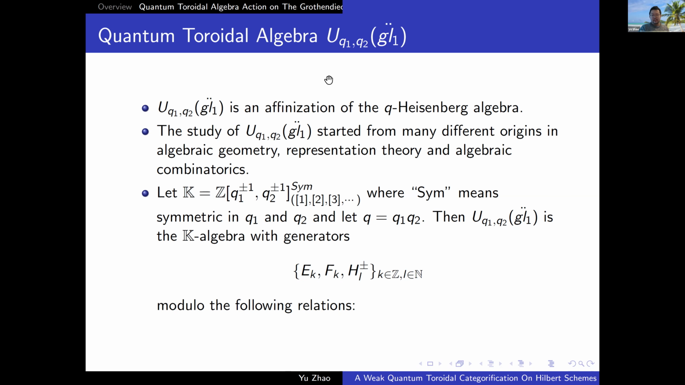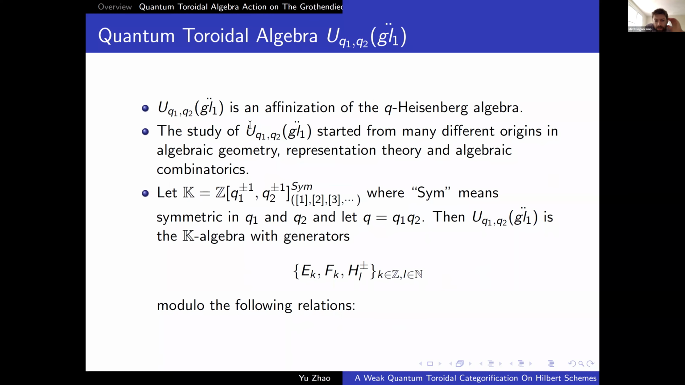And the definition of the quantum toroidal algebra is listed over here. So we consider the Laurent polynomials which are symmetric, and the quantum toroidal algebra is generated by the generators E_k, which are in the positive part, F_k, which are in the negative part, and there will also be some relations. There will also be some zero-mode generators, H_l plus and minus, and their relations are.